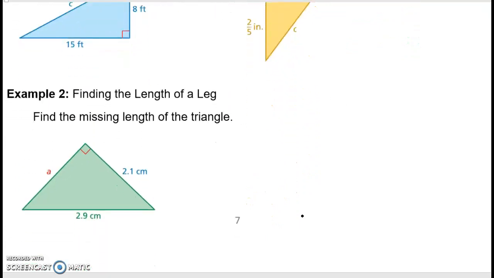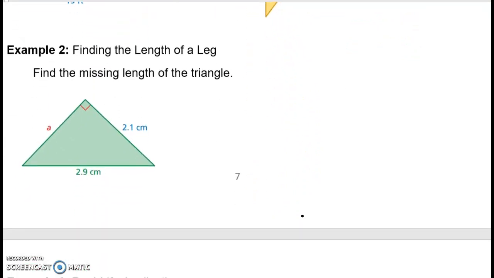Okay, so now we're going to move on to number 2. In example 2, you're going to find the missing length of the triangle. If you can see here, we're missing A. I know that 2.1 is B because it is connected to our right angle. I know that 2.9 is our hypotenuse because it is diagonal from our right angle.